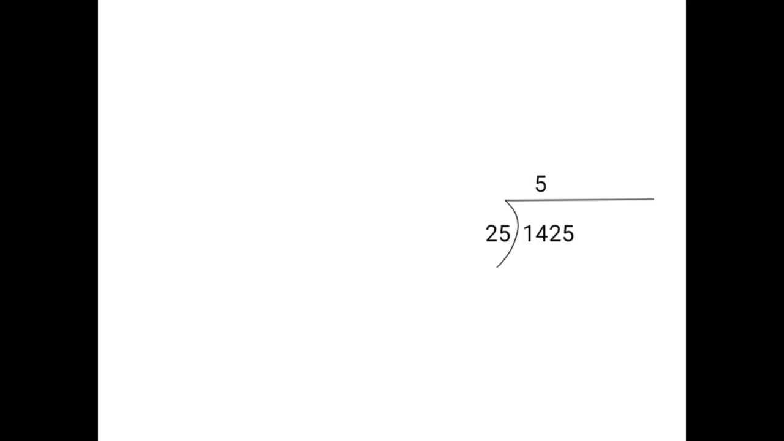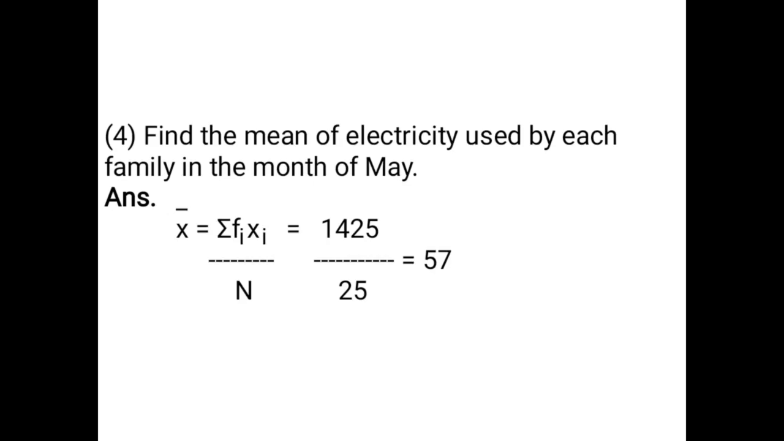25 5s are 125. You have to subtract 142 minus 125. Answer is 17. 5 you have to bring it down. Now 25 how much are going? 175. 25 sevens are 175. 175 minus 175, answer is 0. After dividing 1425 by 25, quotient is 57. That is, answer is 57.